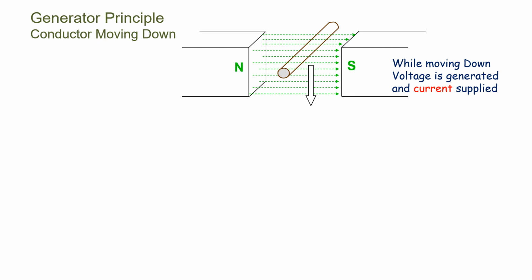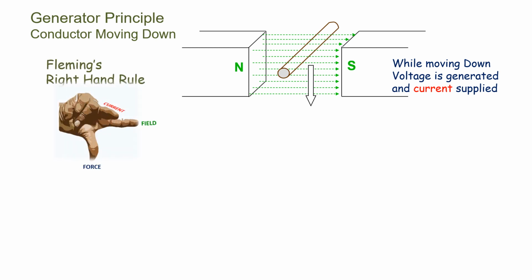In order to know the direction of the current, apply Fleming's right hand rule. The thumb should be shown in the direction of the movement, the first finger in the field direction. The second finger shows the direction of the current. This is shown by means of the arrow in the conductor. It is coming out of the figure. In agreement with this supplied current, the polarity of the generated voltage is shown in the figure.